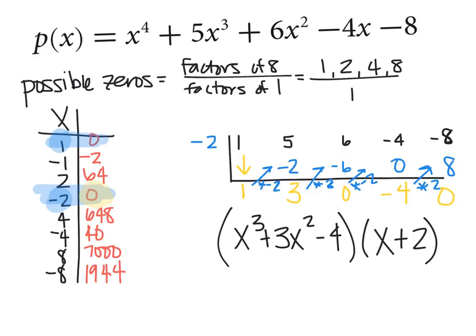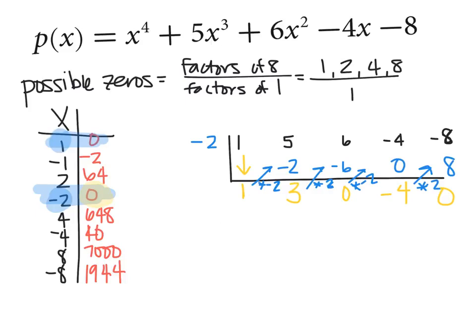We have another 0. So I have to do synthetic division again. So here's my question. Do I do synthetic division with my original polynomial or with my new polynomial x to the 3rd plus 3x squared minus 4? I do it with the new one. Because if I do it with the new one, then that's going to take that to something even smaller and something we're going to be able to work with.